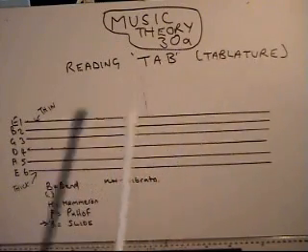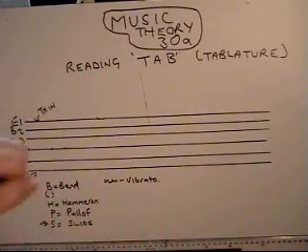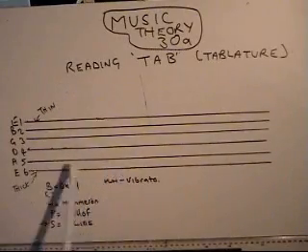Tab or tablature has been around for a very long time. It goes back to King Henry VIII's time, where the old lute music was actually written in tablature, like Greensleeves. Greensleeves, that's when he had a bad cold, I believe, and he used to wipe his nose on his cuffs. Anyway, moving swiftly along, tablature.